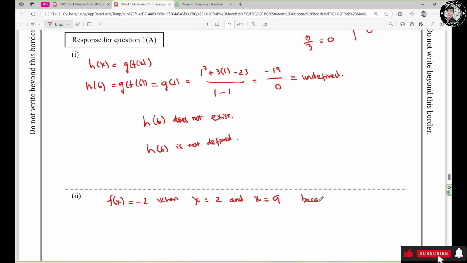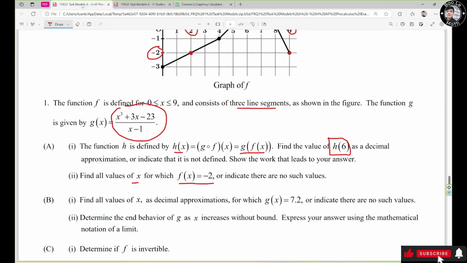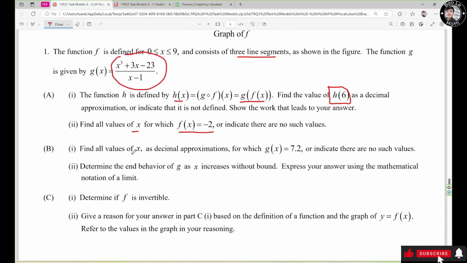because f of 2 equals negative 2 and f of 9 equals negative 2, right? Now let's move on to question B to I. Find all values of s, decimal approximation, for which g of s equals 7.2. So g of s equals 7.2, we let this one equal 7.2, right?